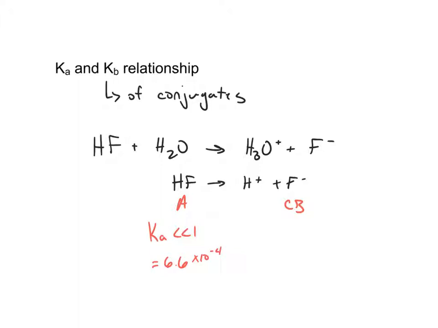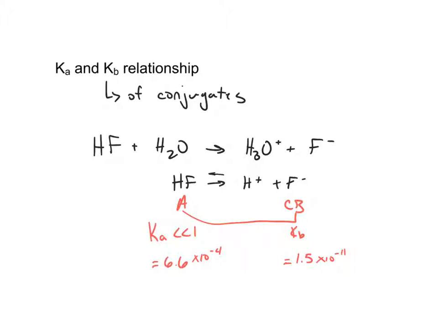Now, because HF, the acid being the proton donor, has a Ka, its conjugate base also has a K value. It has a Kb value. Essentially, because this is a weak acid in dynamic equilibrium, if the reaction proceeded back to the left, it would represent its equilibrium constant as a base. The Kb for F minus is 1.5 times 10 to the negative 11th.